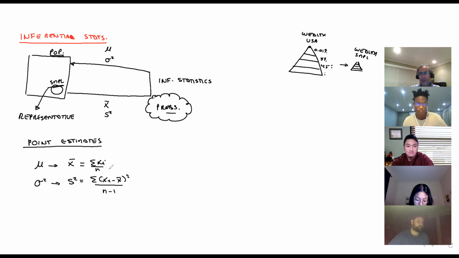Ready? Make sense? Okay, so point estimates. There are other estimates that are called confidence intervals.